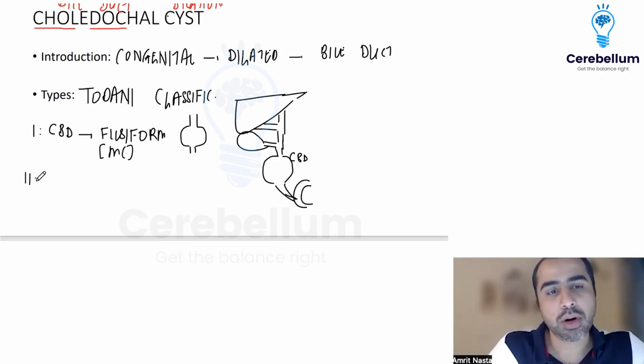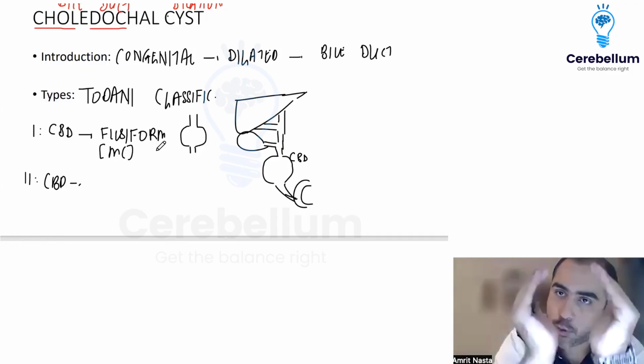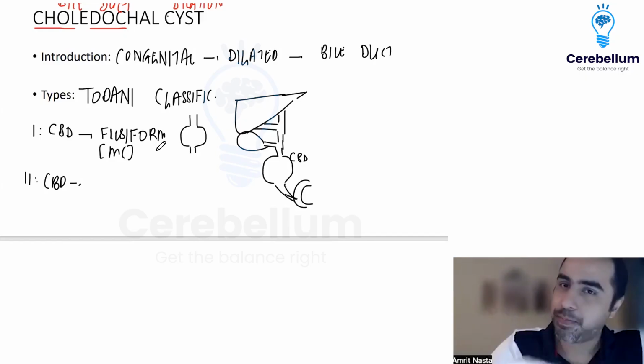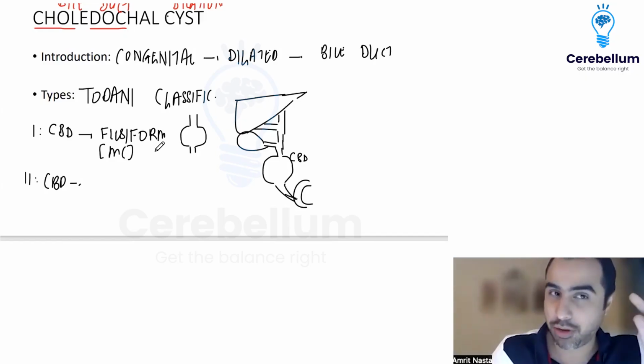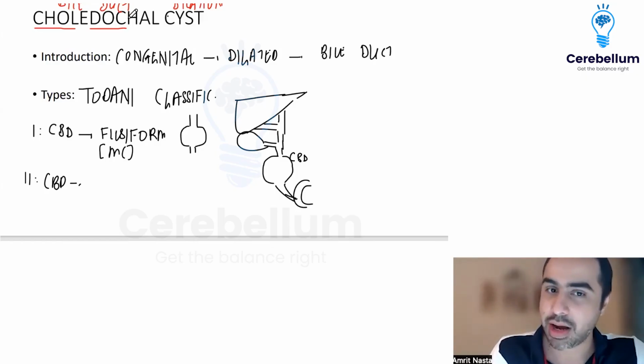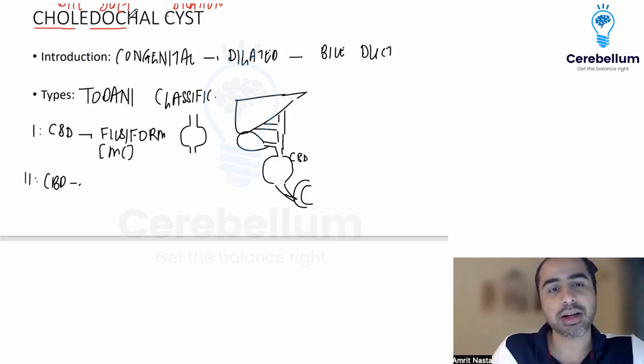In type 2, the CBD will be dilated, but it will not be fusiform, just one part. There will be an outpouching. You know what is outpouching? Your favorite word from the first session, outpouching. There will be a diverticulum, absolutely right. So here, there will be a diverticulum of the CBD.